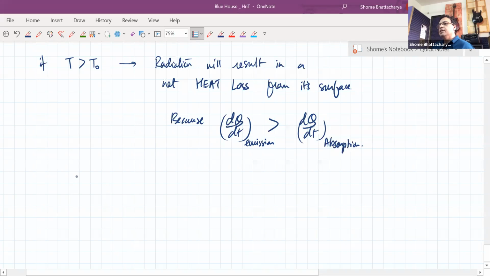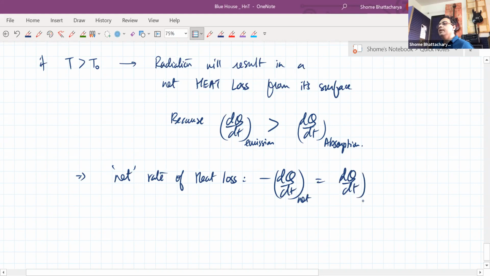Okay, so from that we can understand that the net rate of heat loss, which we can write as minus dQ by dt net, the minus sign just showing us that it's a rate of heat loss, should be equal to the rate at which the body is emitting minus the rate at which it is absorbing. The body is giving off more heat than it's absorbing, and that's why it's losing heat. So the net rate at which it's losing heat is the rate at which it's emitting minus the rate at which it is absorbing.